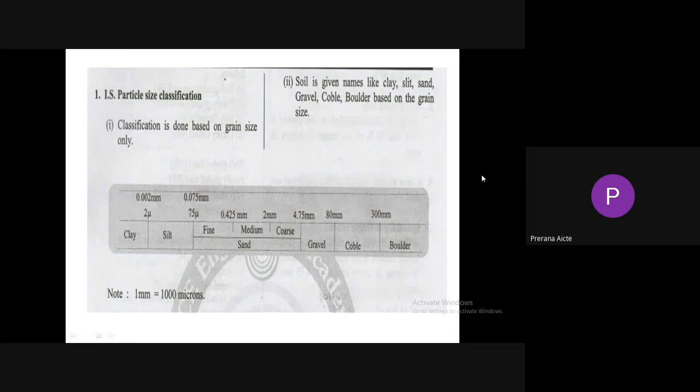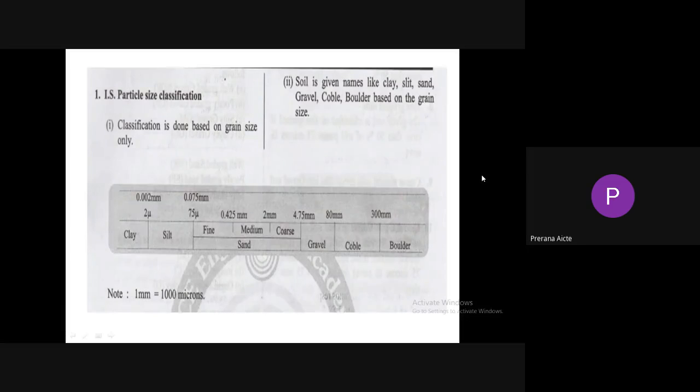Note that 1 mm equals 1000 microns. To change microns into mm, you need to divide by 1000. Suppose 2 microns, 2 divided by 1000 gives the value in mm. Here are my questions. What is the maximum size of clay? The maximum size of clay is 2 microns. What is the minimum size of silt? The minimum size of silt is 2 microns. What is the maximum size of silt? The maximum size of silt is 75 microns.